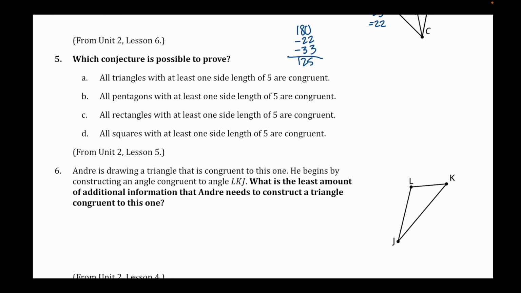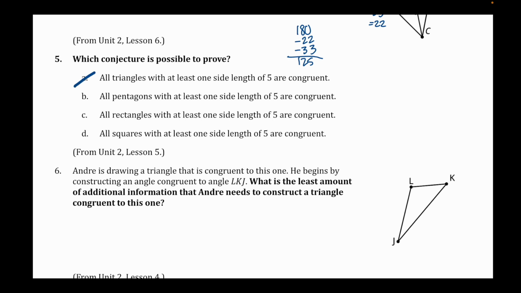And so we'll just start with what we know. This is saying first, all triangles with at least one side length of 5 are congruent. Well, I need to know 3 pieces of information about a triangle in order to prove it's congruent. And that only tells me 1 piece of information. So I would not be able to prove that. This is not going to work.